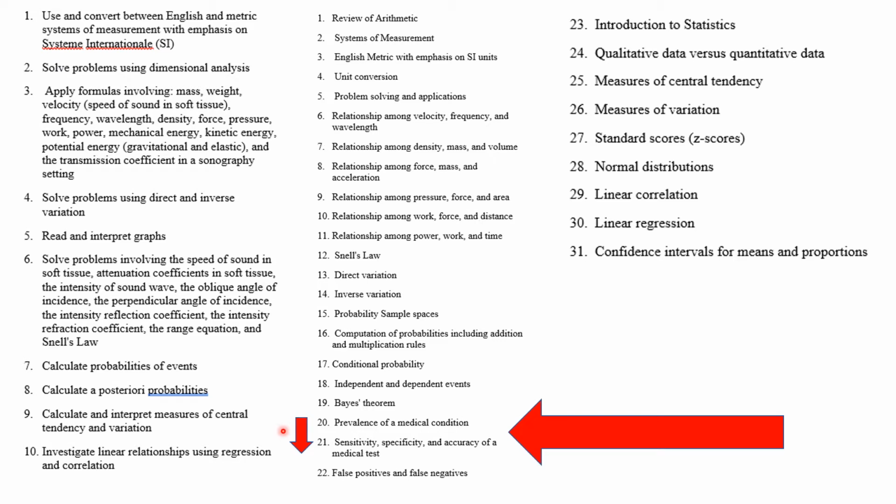And then you see numbers 20 and 21 down here, where the topics I'm supposed to cover are the prevalence of a medical condition, and in 21, the sensitivity, specificity, and accuracy of a medical test. So that's the purpose of this lecture.